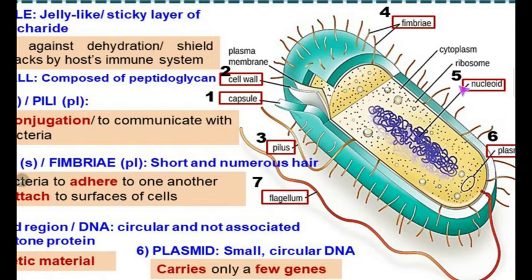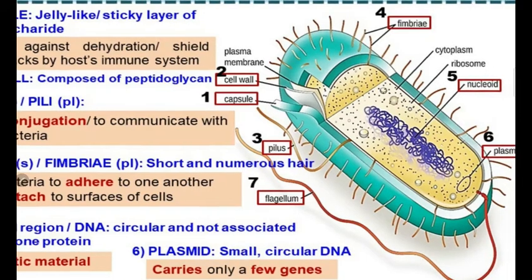Okay, number 5, nucleoid or nucleoid region. So this is the structure of the nucleoid. The nucleoid is a DNA, actually a circular DNA. Because the bacteria has no true nucleus, the DNA is suspended in the cytoplasm of the bacterial cell.